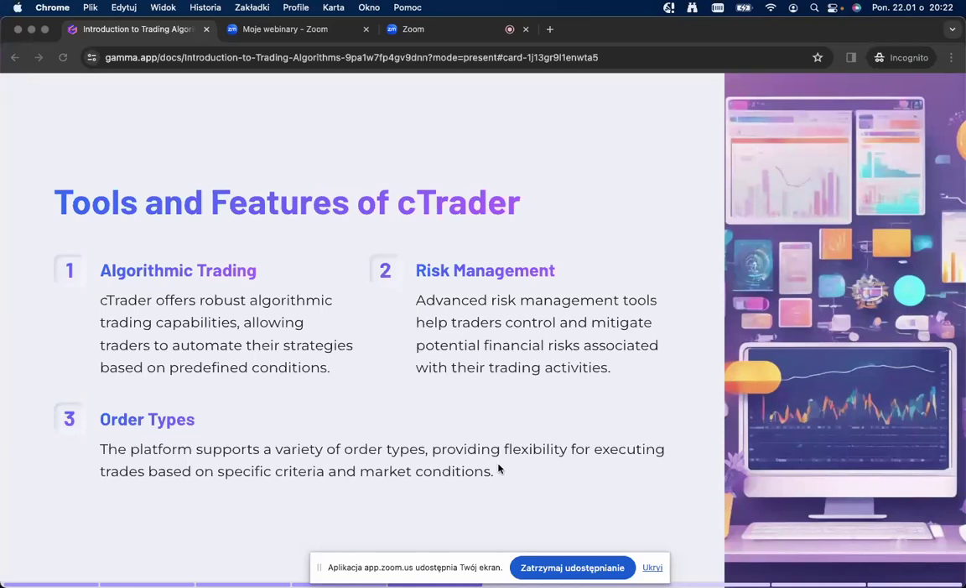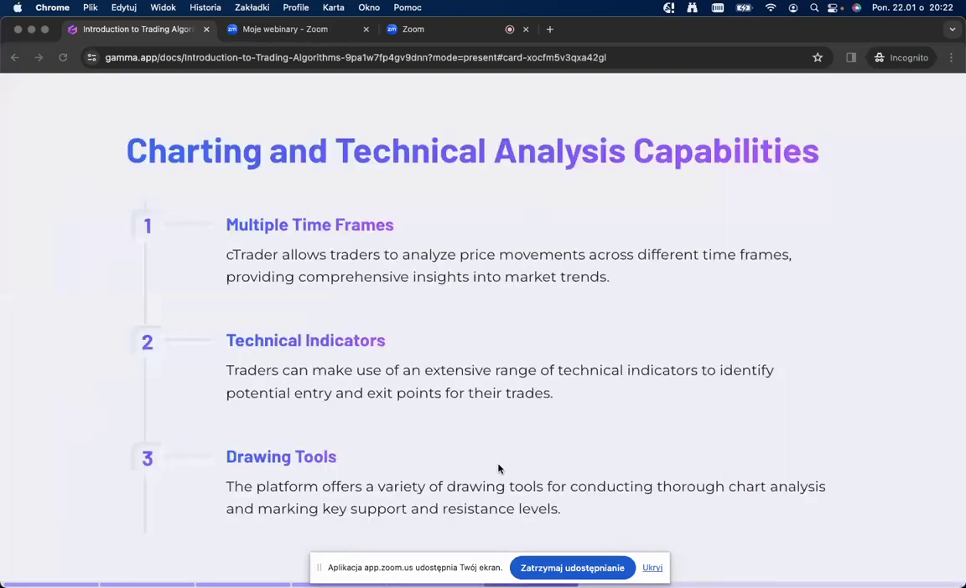We got advanced risk management tools, which help you to control and mitigate potential risk, right? And you got all of the necessary order types, which eventually provide flexibility for executing trades based on specific criteria and market conditions. So, charting and technical analysis capabilities, right?